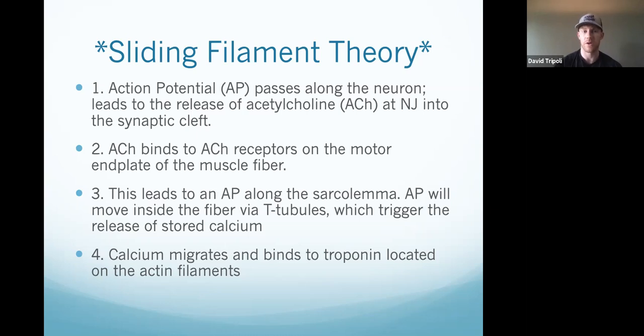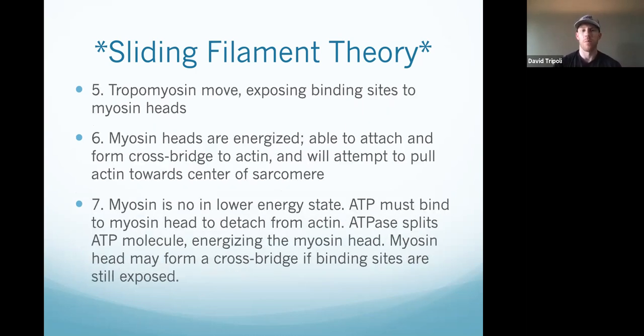The action potential will move inside of the fiber via the T tubules. That's part of that yellow system, the yellow with the calcium in it. And then the calcium migrates and binds to troponin, which is located on the actin filament. So again, we're not done yet, but that's where we're getting to. We're moving into the individual parts of the fiber. Tropomyosin moves, and that exposes the sites for the myosin head. So think tropomyosin, and then myosin is going to attach where those were.